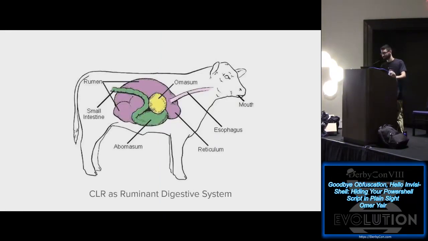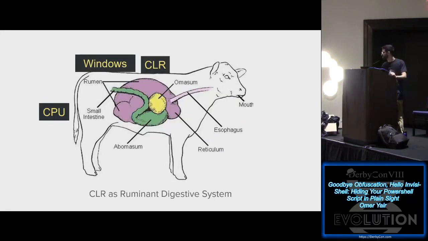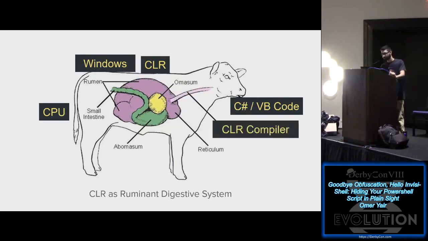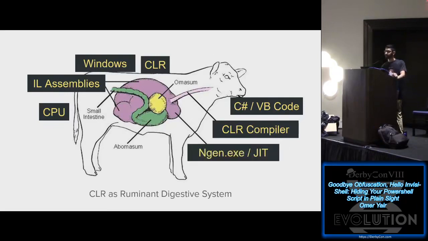Let's think about the CLR as a ruminant digestive system. If the field is a CPU and Windows is the cow, and the CLR, as we said, is the digestive system, you feed it with C# and VB code. You take it through the CLR compiler, and you get IL assemblies at the end. IL assemblies are not assemblies that you can run, because IL stands for intermediate language. It's not assembly code that your CPU can digest. So you need to pass it through another mechanism, and there are two mechanisms to turn the IL assemblies into assembly.